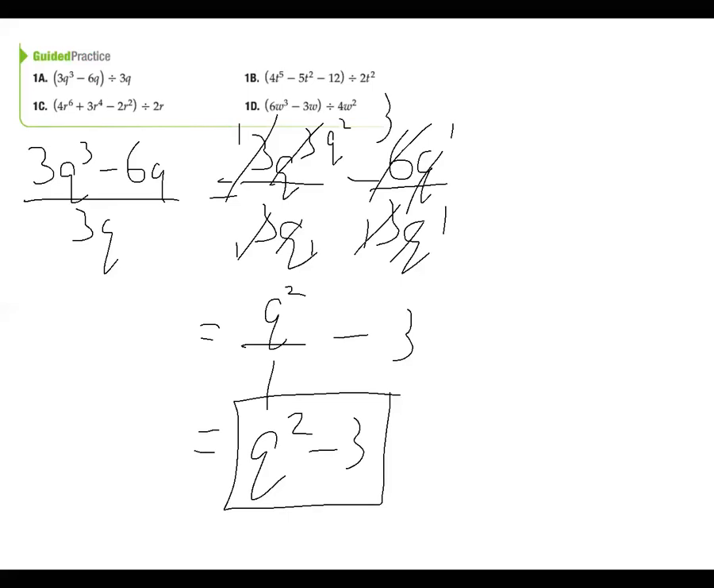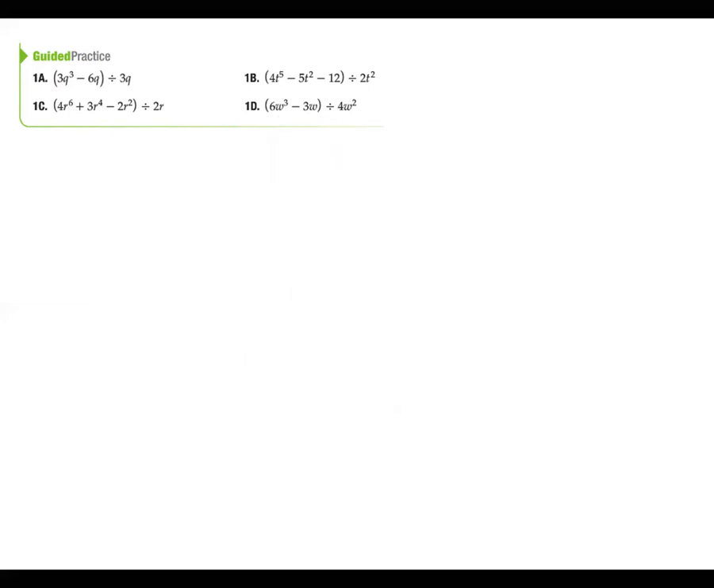1b would simplify to 2t cubed minus 5 over 2 minus 6 over t squared. All right, just give you the answer on that one.